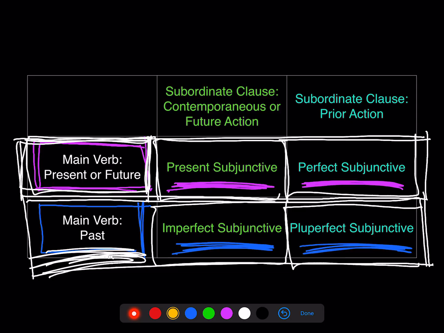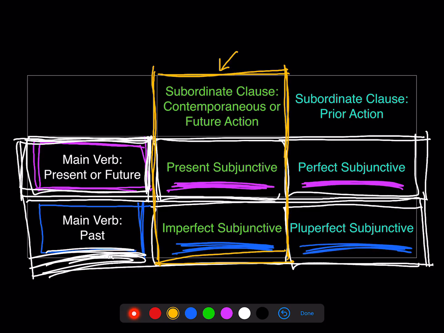Okay, and one more thing, this part of the chart is the most useful part because result clauses and purpose clauses are only going to use this part of the chart, right? Because the action in a result clause or a purpose clause always happens at the same time or future to the main verb. Only when we have cum clauses and indirect questions are we going to get to use the entire chart. Okay? And that's it.